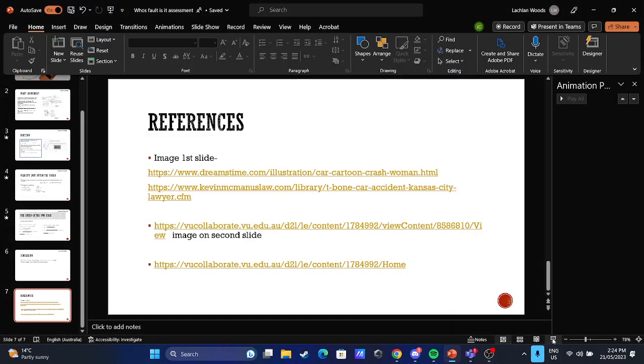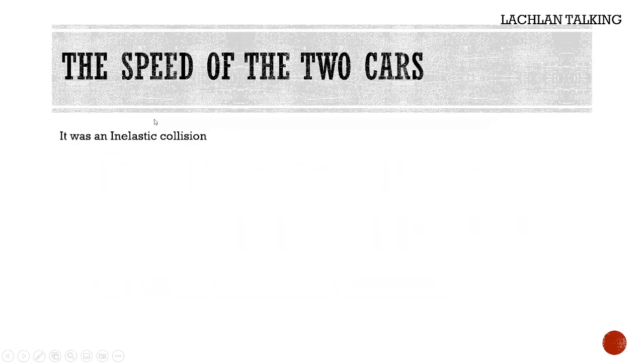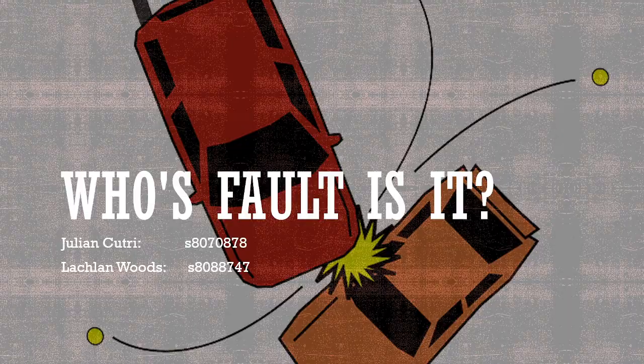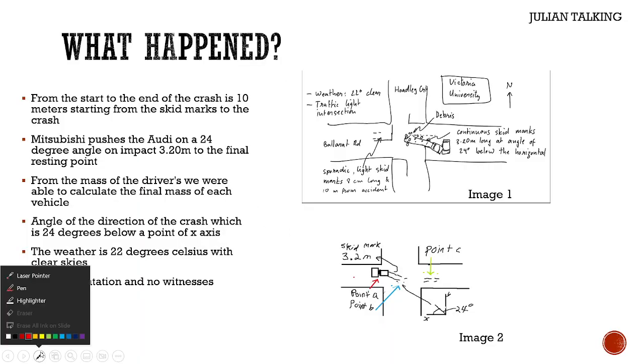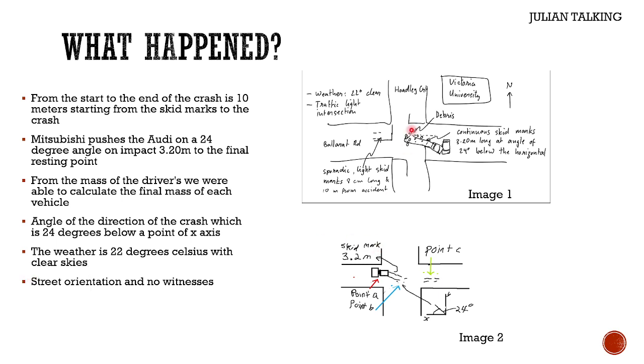Alright, go. Whose Fault Is It? By Julian and Lachlan. In the outline situation of a T-bone crash, we have two vehicles evident, a 1,363 kilogram Audi and a 1,535 kilogram Mitsubishi, colliding in an intersection between Ballarat Road and Holloway Court.